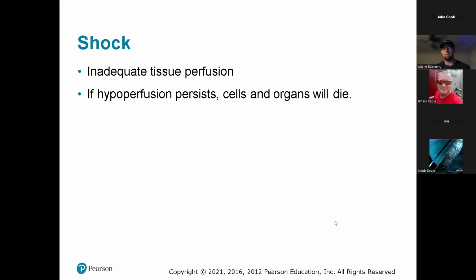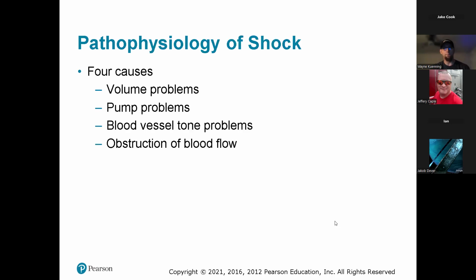If hypoperfusion persists, cells and organs die at a very, very rapid rate. That's why we talk about the golden hour, or we used to talk about the golden hour, as far as treatment goes for strokes and STEMIs. I don't remember the exact number, but it's millions of brain cells per second that a person loses during a stroke.